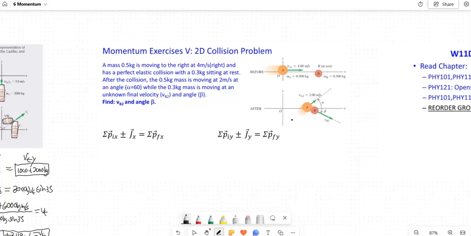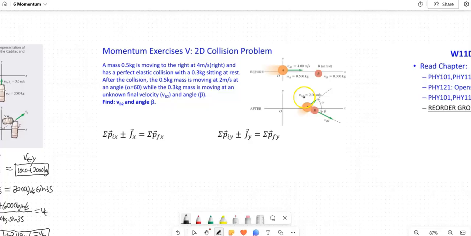Luckily, you will experience problems where you'll probably have enough information so it doesn't become too bad. Here's the problem. This ball is moving to the right, and it's 0.5 kilograms. It's moving to the right at 4 meters per second, and it's going to hit a 0.3 kilogram ball that is at rest.